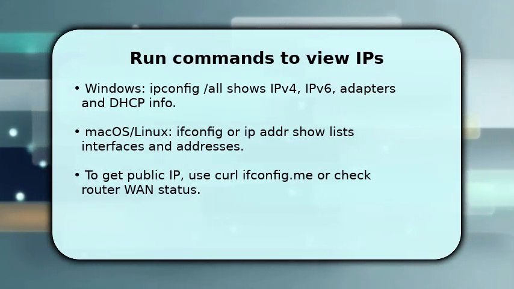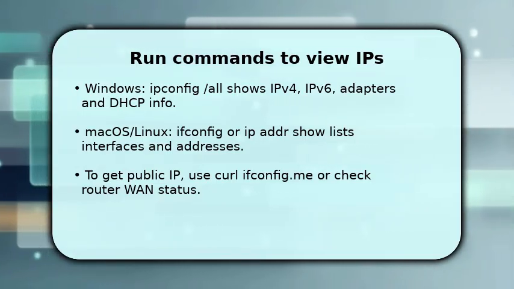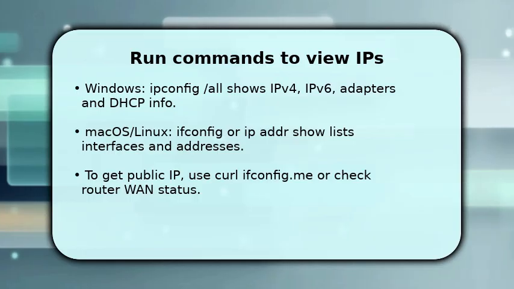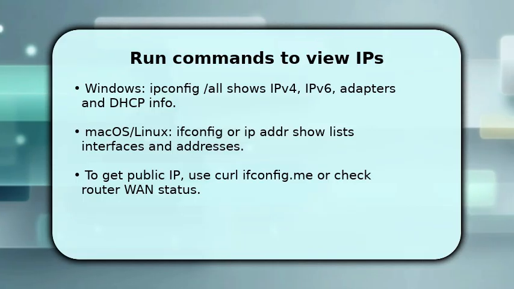On Windows, use ipconfig /all to find IPv4 and IPv6 entries under active adapters. The IPv4 address is your local LAN IP. On macOS or Linux, use ifconfig or ip addr and find inet entries for each interface.